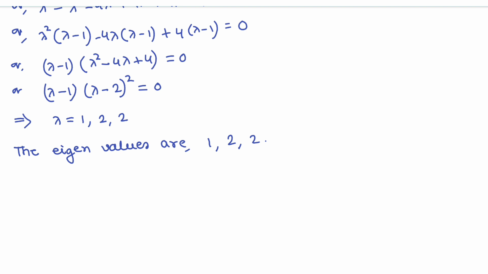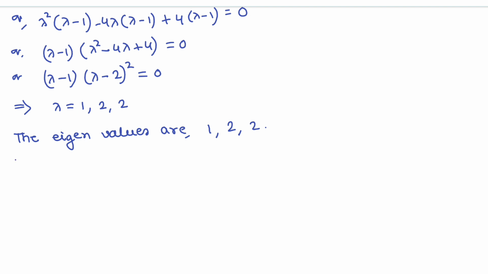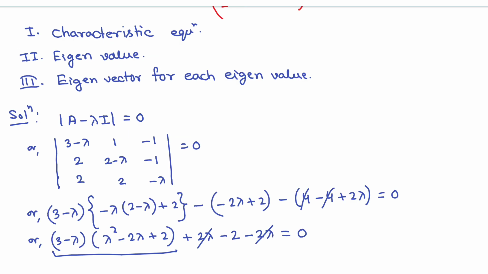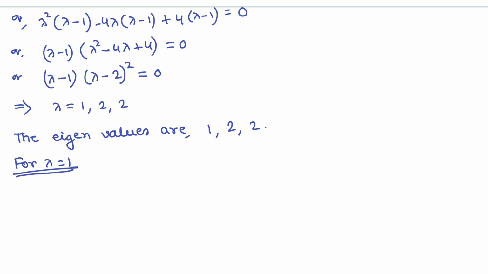Okay, now we have to find the eigenvector for the eigenvalue 1 and for the eigenvalue 2. Here we have two eigenvalues, that means the algebraic multiplicity of 2 is 2, that's why we need to calculate the eigenvector only one time. So first, for lambda equals 1, now we are solving step 3, that means eigenvector. First one is for lambda equals 1.